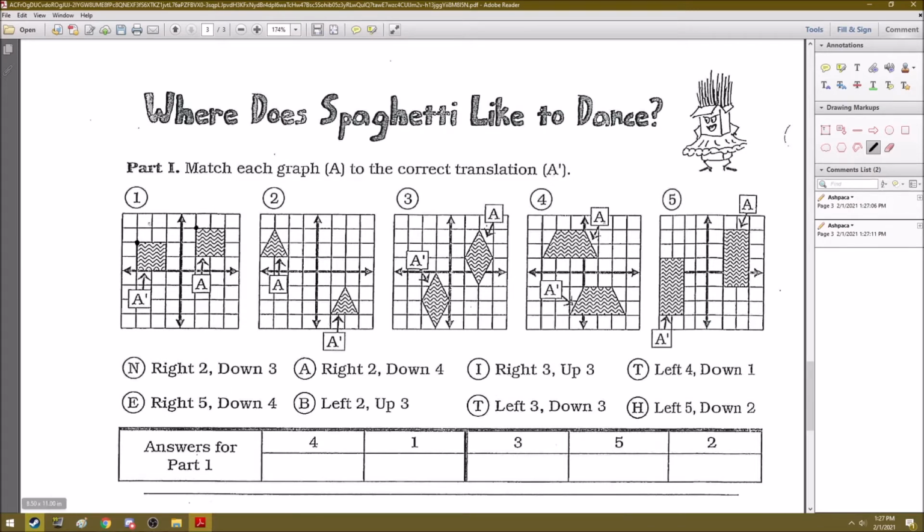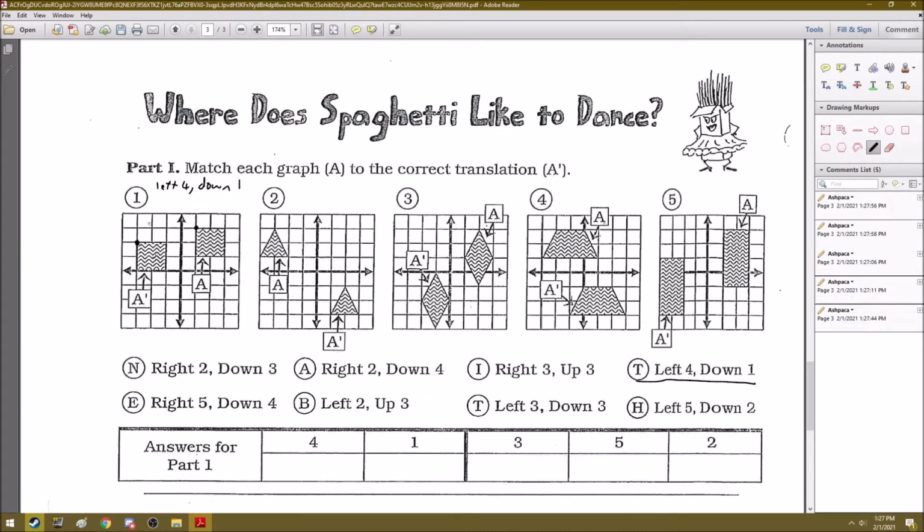So now down here, we're going to look for left 4, down 1. And it looks like we got it right here. So next, you can write left 4, down 1.